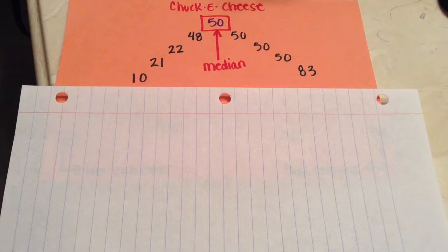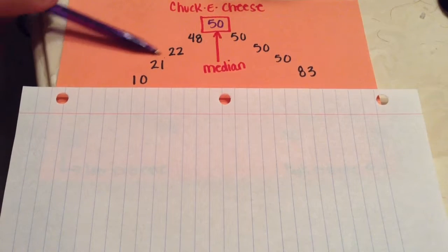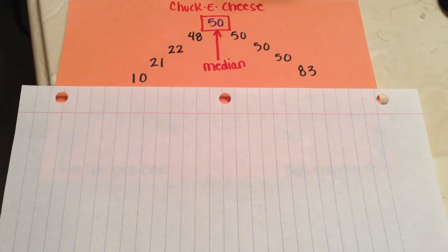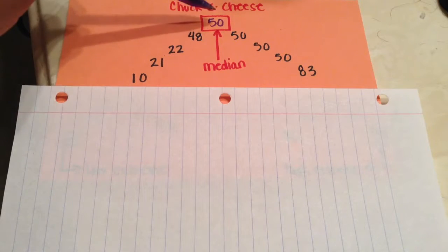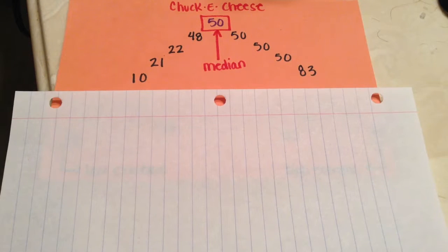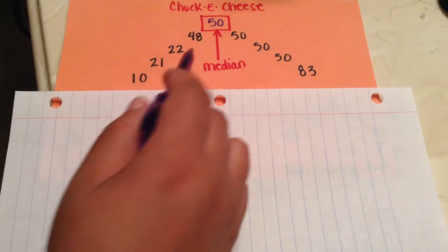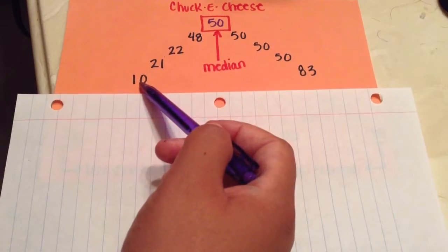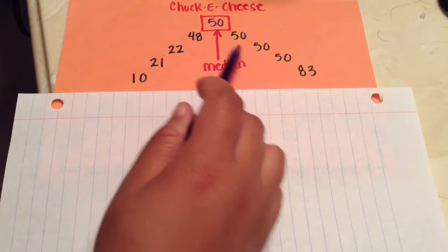Now that we have ordered our numbers, we now have to find the median. And the median is the number in the middle of the numbers that we listed from least to greatest. So here are our numbers, 10 through 83. And when we put those in order, 50 was right in the middle. So that is our median. We also have to find the median of the set of numbers on this side and on this side.